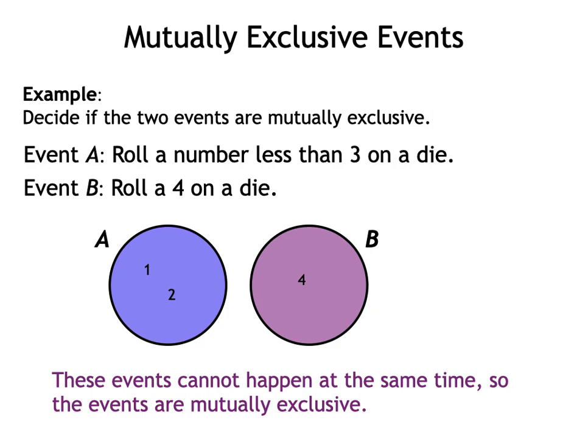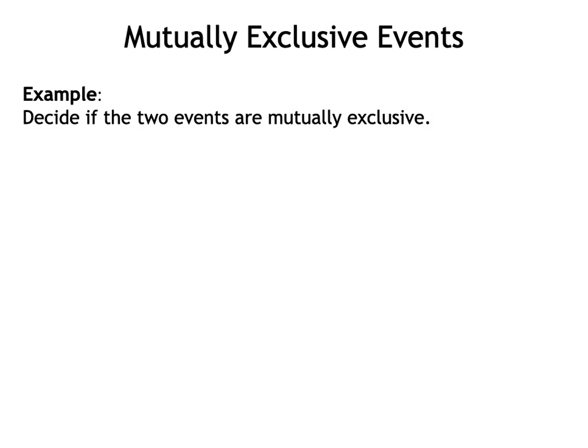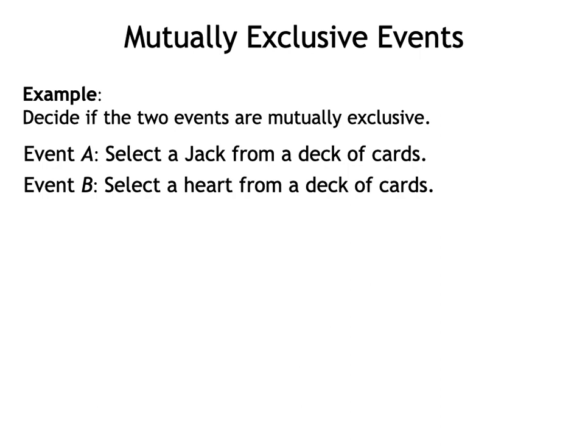Let's have another example. Say event A is the event of selecting a jack from a deck of cards, and event B is selecting a heart from a deck of cards. So if we're going to illustrate event A, wherein we are selecting a jack from a deck of cards, there are four cards with different suits that are jack.